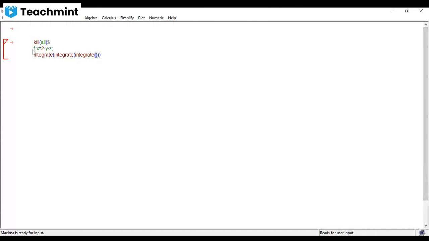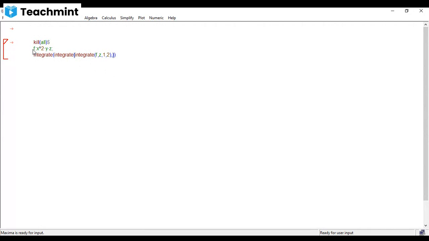Now first you have to integrate with respect to z. So given function is f with respect to z, and the limit for z is from 1 to 2.